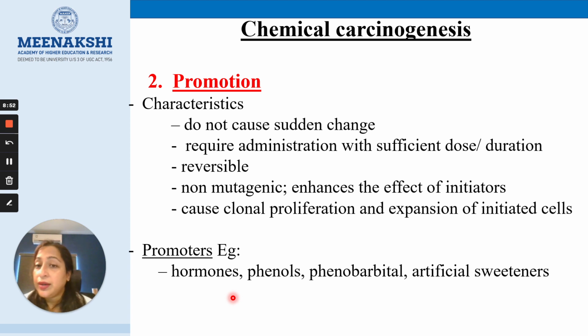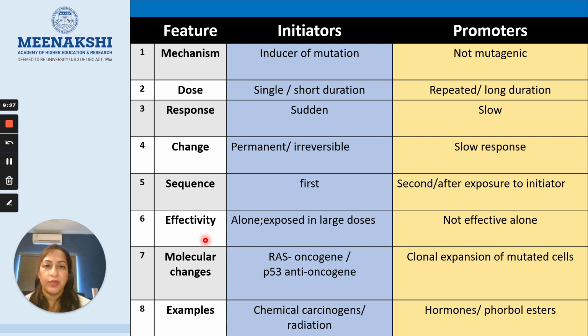Promotion, here the characteristics, they do not cause sudden change. Unlike initiation, initiation is sudden, permanent, irreversible. Whereas in promotion, it is all the opposite. It is slow, it is reversible, right? And it requires something called promoters. Examples for promoters, you have hormones, you have phenobarbital, you have artificial sweeteners, and they can cause additional changes to a cell where the cell learns now to clonally proliferate with the permanent mutation.